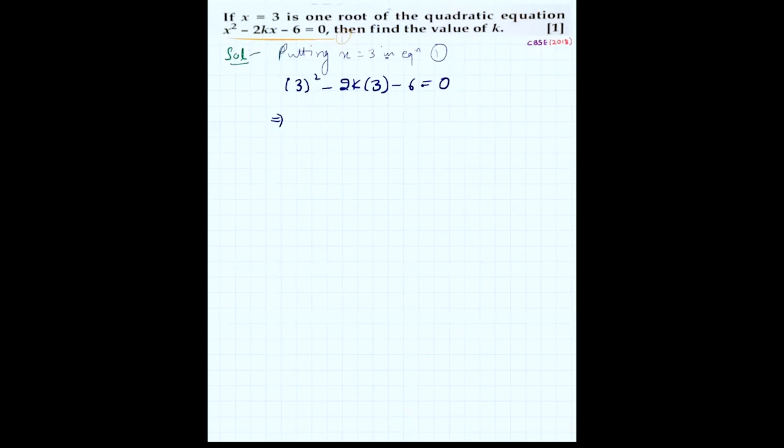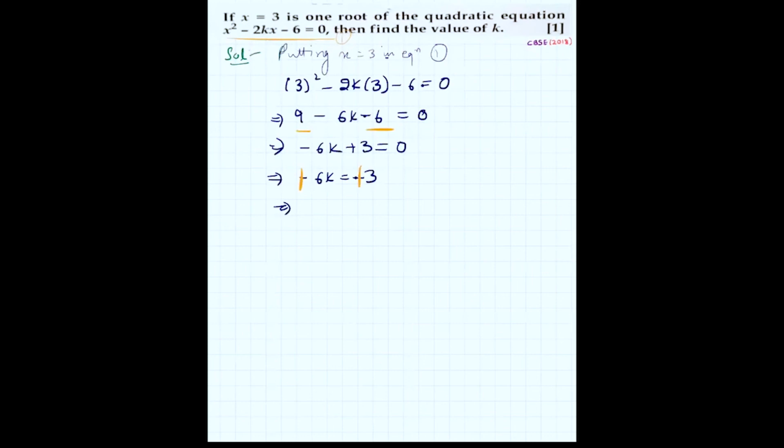Solving this, we'll get 9 minus 6k minus 6 equals 0. Solve this further, 9 minus 6 equals positive 3. So minus 6k remains the same, and 9 minus 6 will give you positive 3 equals 0. Now take this positive 3 on the other side, you'll get minus 6k equals minus 3, and this minus and minus get cancelled out.